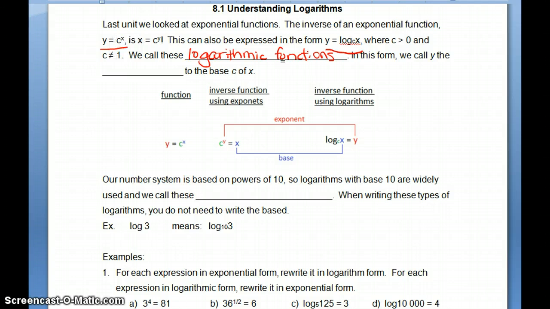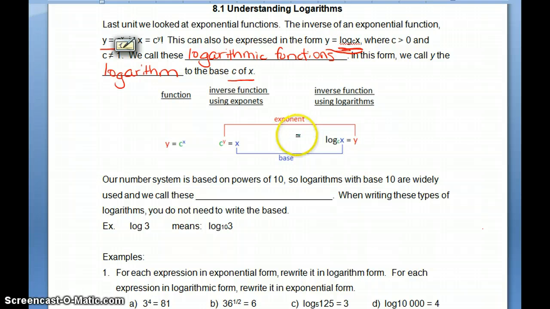And in this form we call y the logarithm to the base c of x. So that's essentially when we're just talking about it, we would just say that y is the logarithm to the base c of x. But this is essentially how we're going to be looking at it mathematically, right over here.